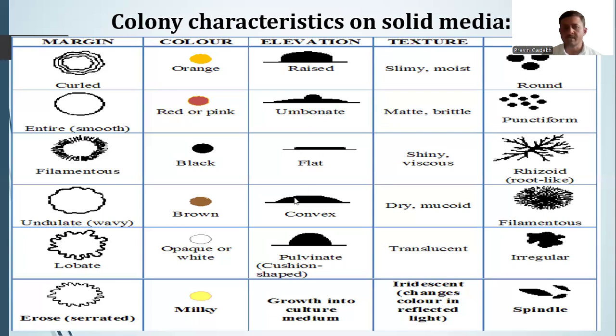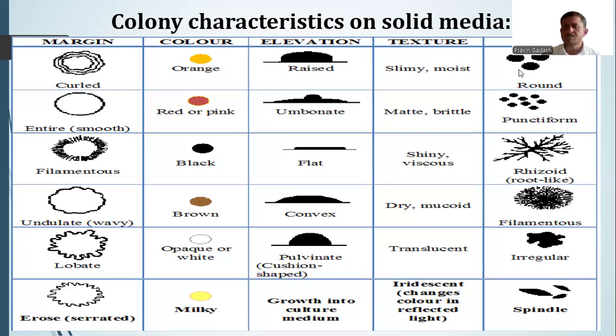It is nothing but the convex type of elevation of that colony. It is nothing but the pulvinate or cushion shape elevation of that colony we can report. So these are nothing but the different elevation patterns we can observe on a particular media. When we talk about the texture of that colony, we can see a slimy or moist type of texture, matte or brittle type of texture pattern, shiny or viscous type of pattern, dry or nipple type of colony pattern, transparent type of colony. Or apart from that, if we observe another different types of pattern, we have to report that.